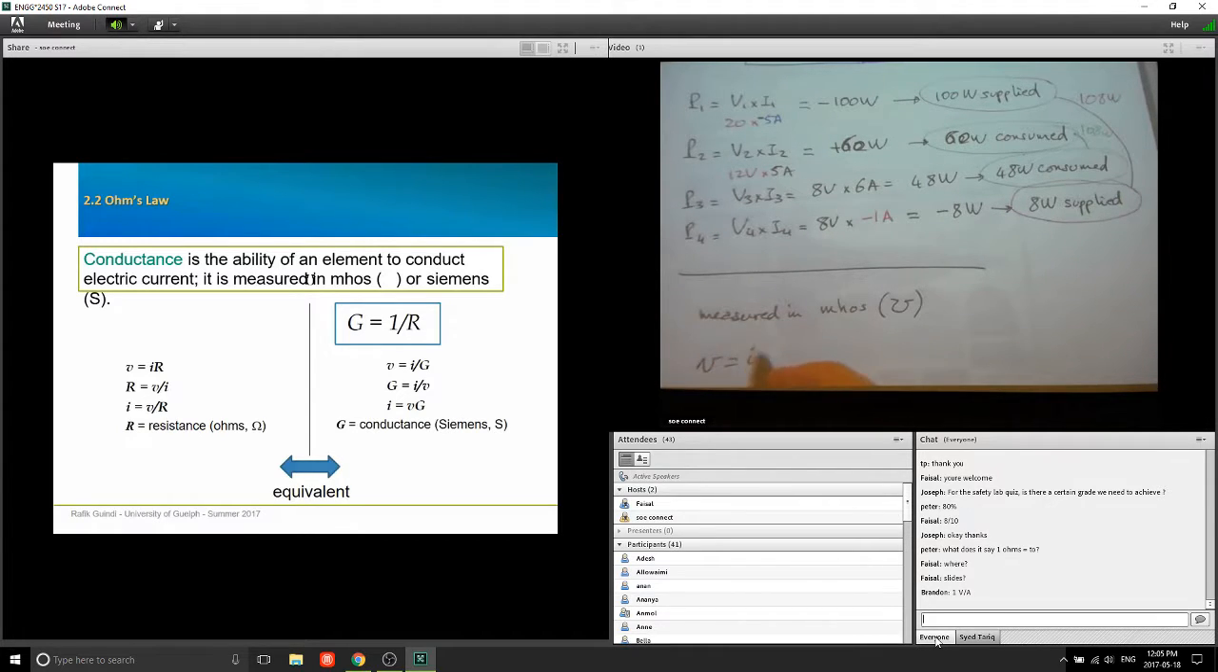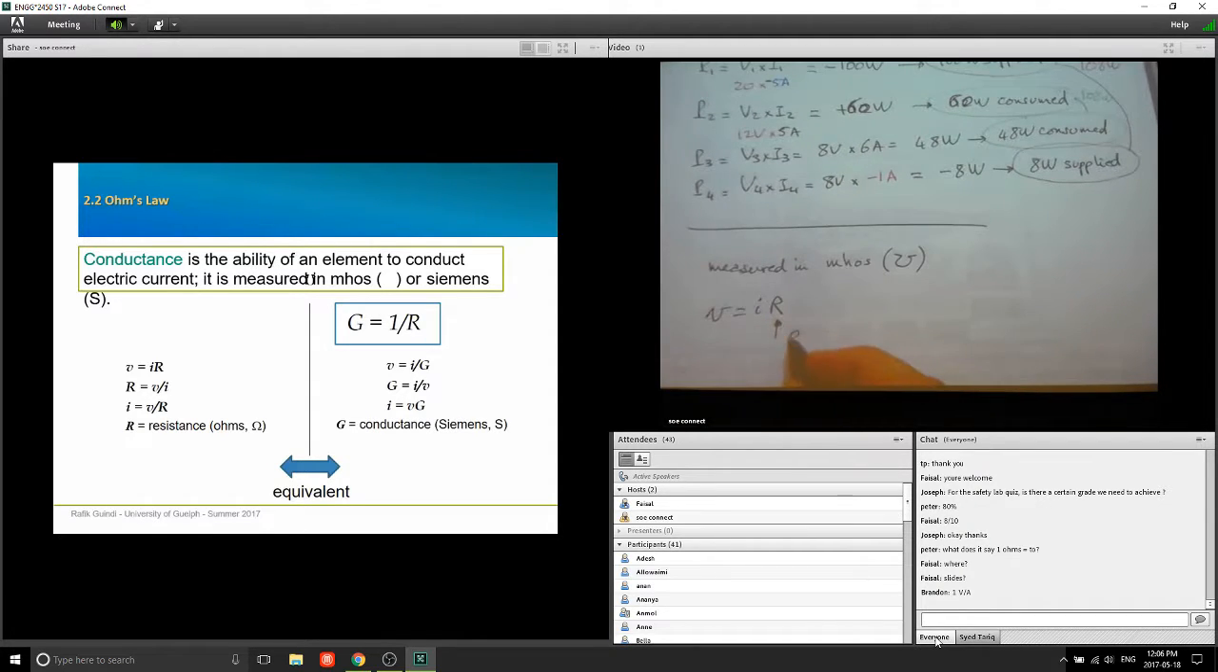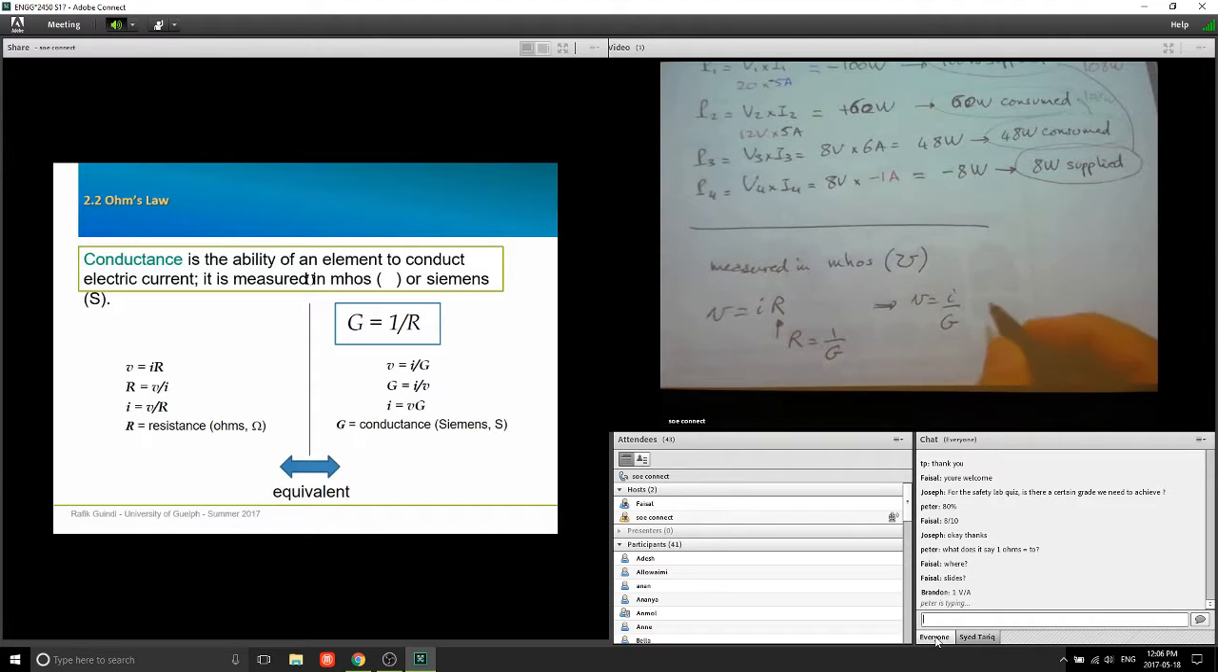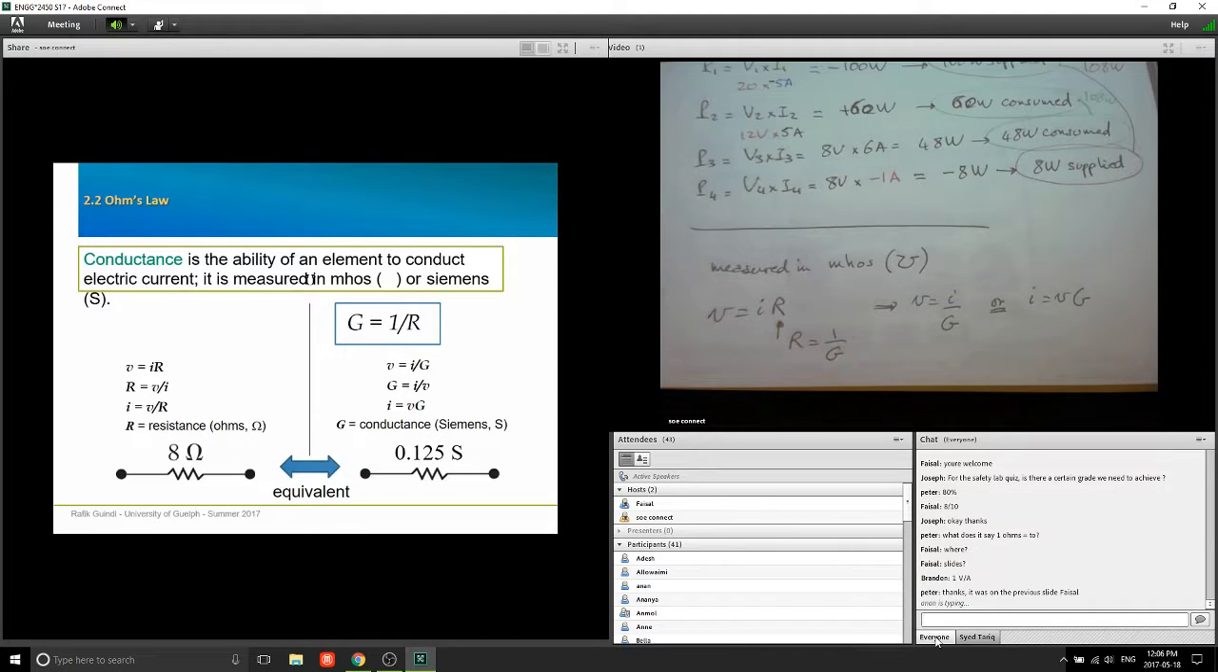V equals IR, and R equals 1 over G. So that tells me that V equals I over G, or I equals VG. So if you have an 8 ohm resistance, somebody can say, oh, so how much conductance is that? 8 ohms is equivalent to 0.125 mhos.